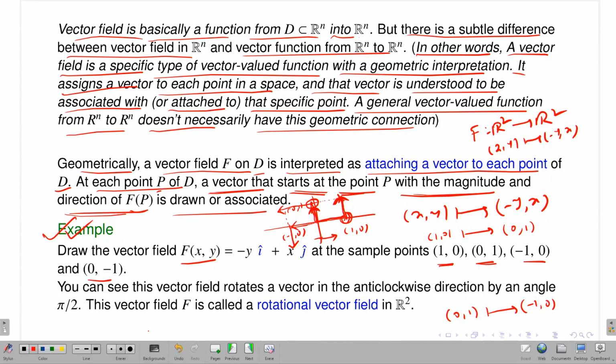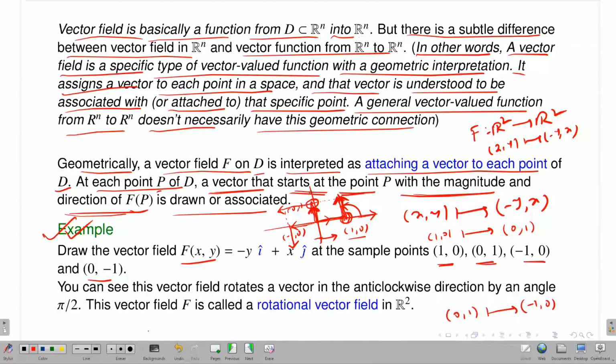So what is going on at (1, 0)? If I take a point (1, 0) in the domain, this is the vector, and at (1, 0) I am associating a vector here. So I am actually rotating this vector by an angle of pi by 2. Similarly here, this is the point, this is my direction, and I am rotating by pi by 2. Again this is the direction, I am rotating by pi by 2, and that is exactly what I have written. You can see this vector field rotates a vector.